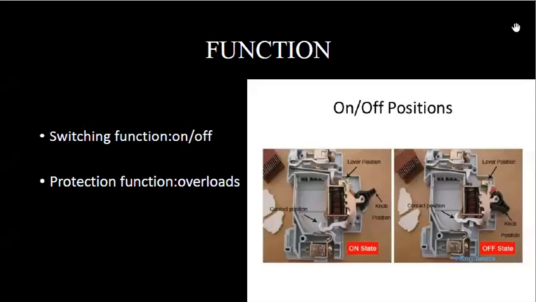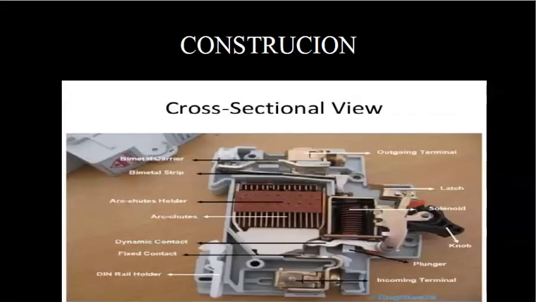The main functions of this MCB are the switching function, that means on or off. This is the on state, that means the knob is here. If this is in off state, the knob is here. And the second one is the protection function, that means if any overload occurs, then the MCB acts automatically, that means from on position to off position. Then later we have to turn it on manually so that we can protect the equipment from over voltage and over current.